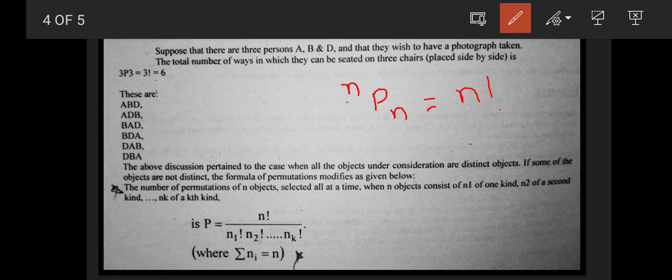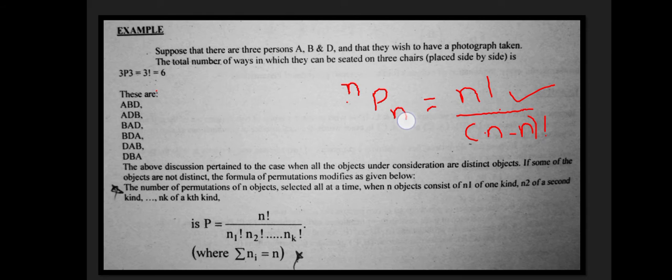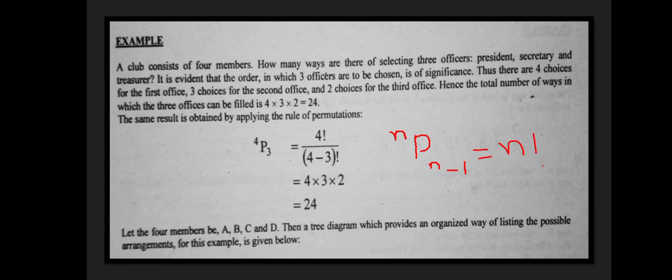Because according to the formula, nPr is equal to n factorial divided by n minus r factorial. Here n is equal to r. So we will have n factorial divided by n minus n factorial. And n minus n factorial is 0 factorial, and we know 0 factorial is equal to 1. So nPn is equal to n factorial. This is an important result. nPn is equal to n factorial, and nP(n-1) is equal to n factorial.